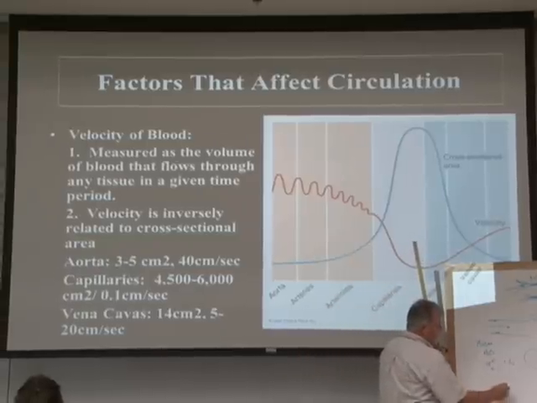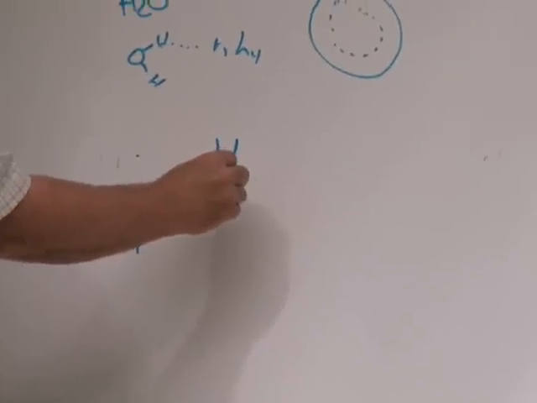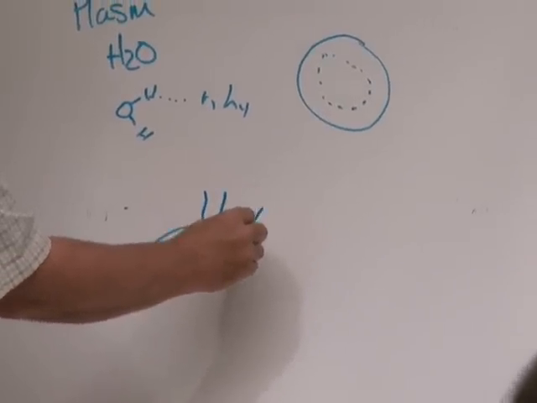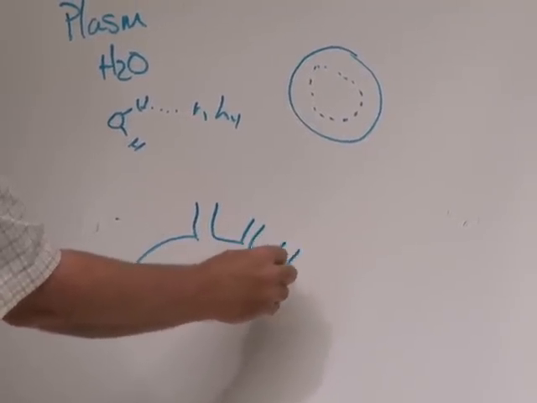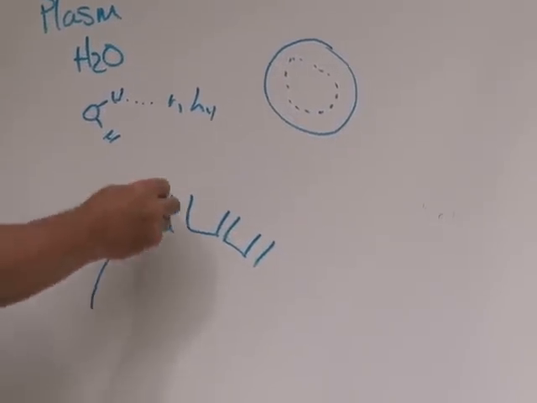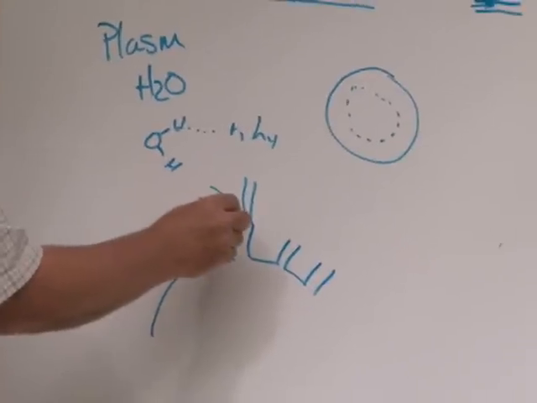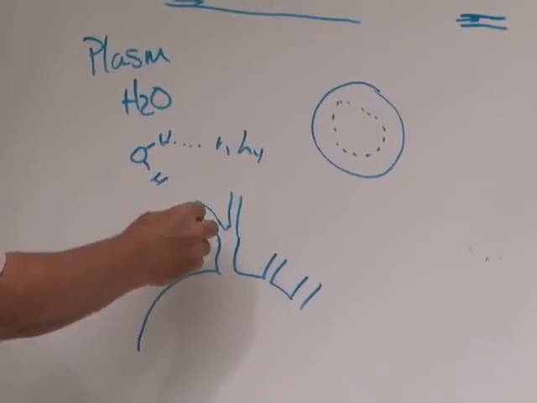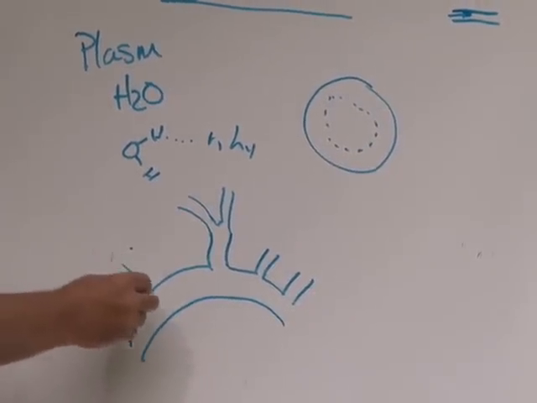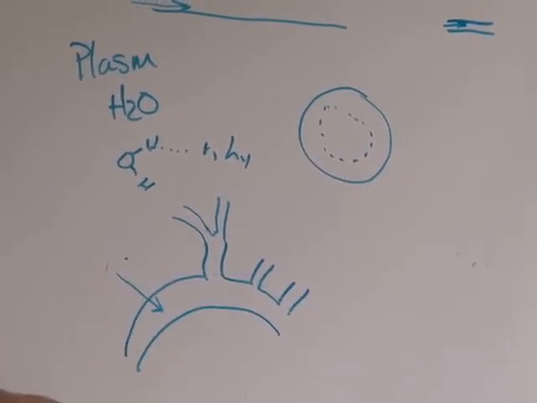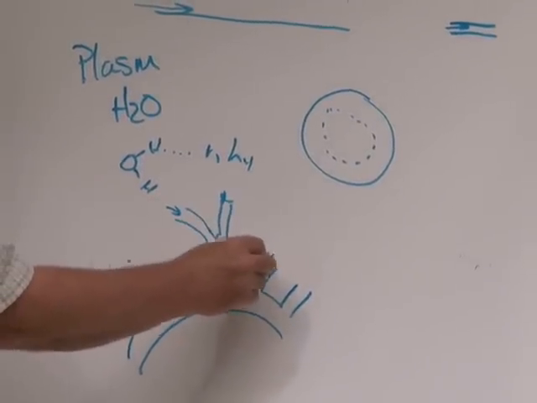So when we think about the aortic arch, we have the first branch off the aortic arch, which is the brachiocephalic. We have the second branch, which is the left common carotid. We have the third branch, which is the left subclavian. And then the brachiocephalic has two branches, and we create a right common carotid and a right subclavian. So we have the smallest cross-sectional area here in this little scenario, and we have the greatest cross-sectional area in all of these arteries.